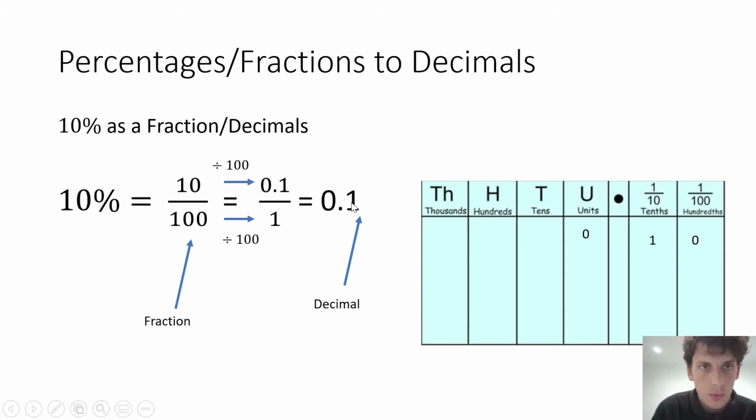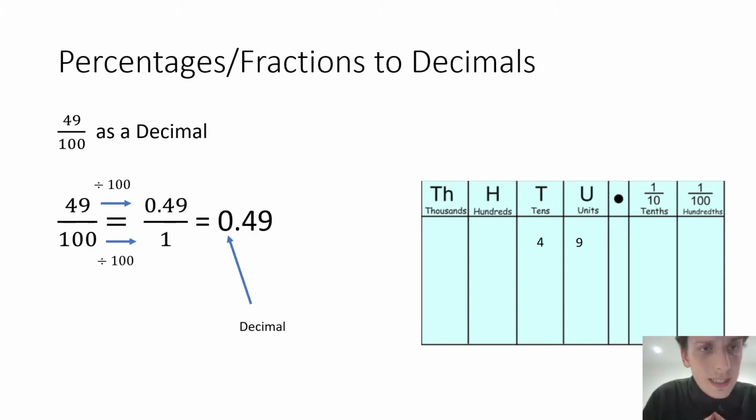Let's go for another example. I want to know what 49 over 100 is as a decimal. What is a decimal? That's the first thing to ask. A decimal is a number which is out of 1. So how do we get from a fraction to a decimal? We need to make it out of 1. 100 divided by 100 would give us 1. Whatever we do to the bottom, we've got to do to the top.